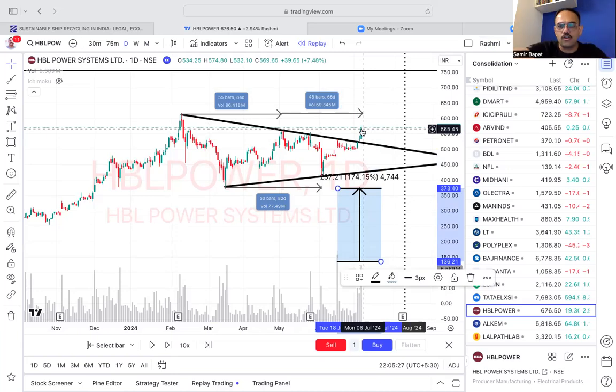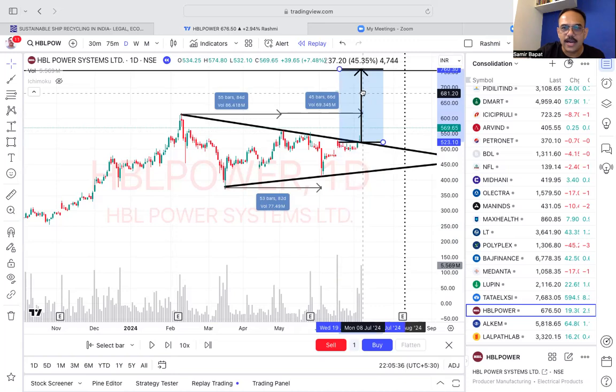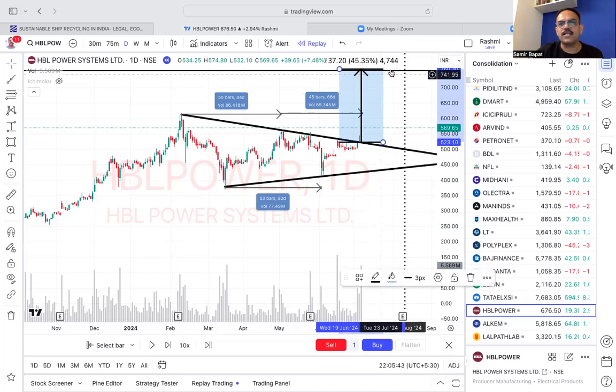So it broke the triangle and it has come out, correct? Now, at this point, we keep this 237 points here and we keep it like this. So we can measure from here what the target is. So the target for HBL Power Systems after this breakout is 756. So that becomes our target.